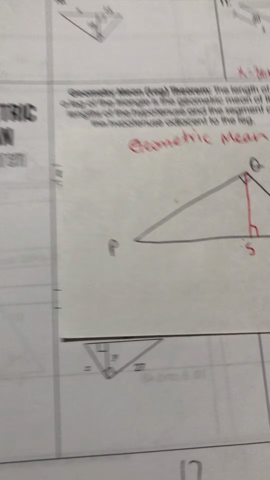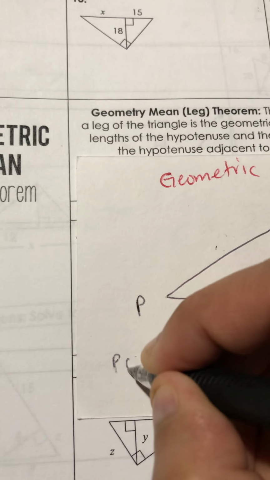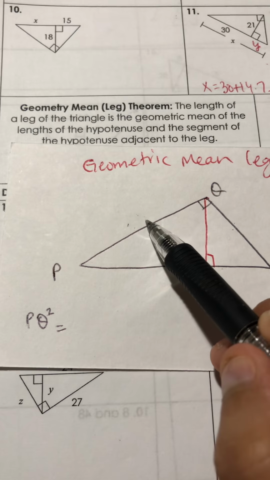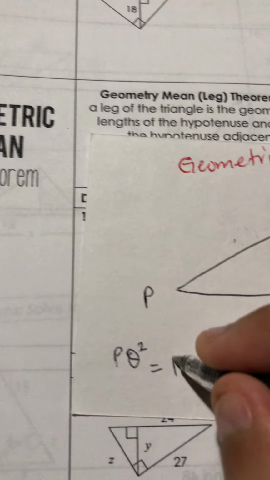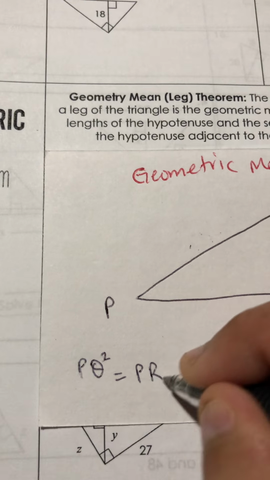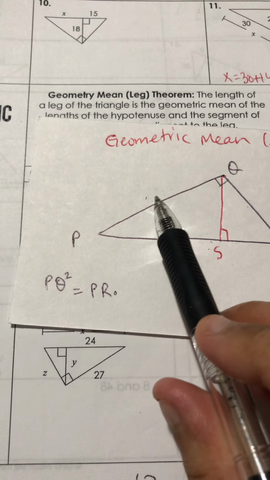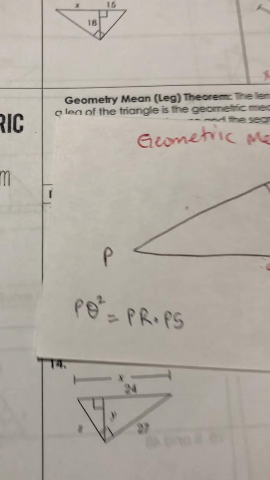Okay, so in this case, if I want to find PQ, it would be PQ squared equals, because this is a leg, the hypotenuse, which is PR, times the segment of the hypotenuse which is adjacent to this leg, which is PS.